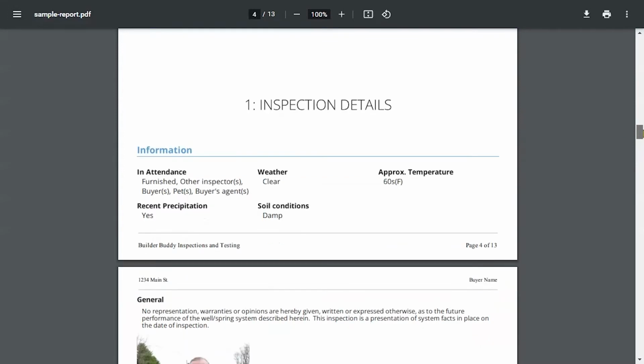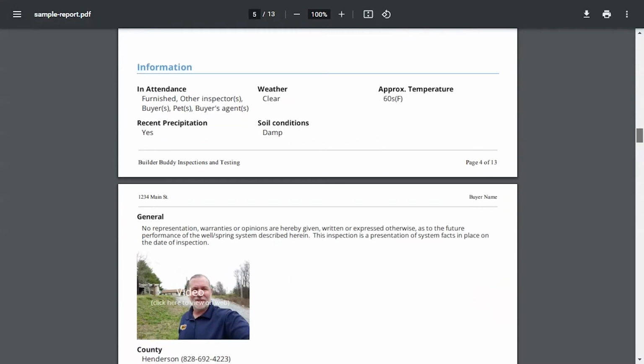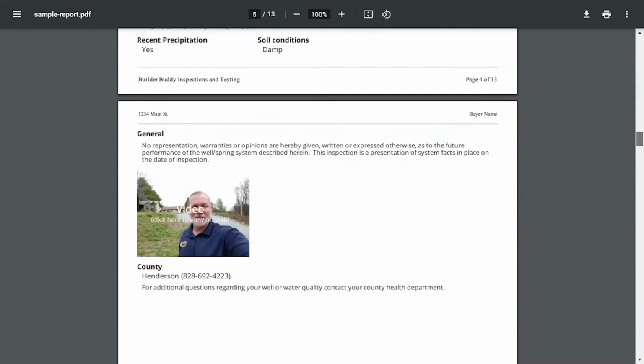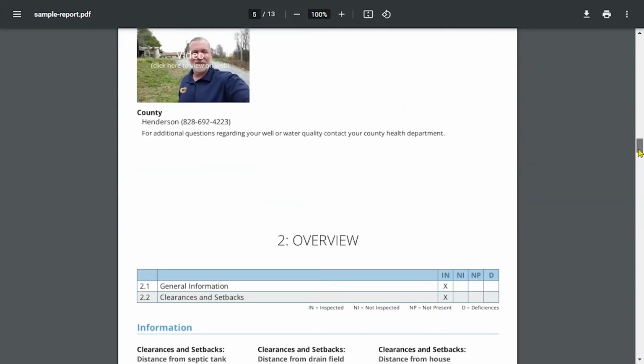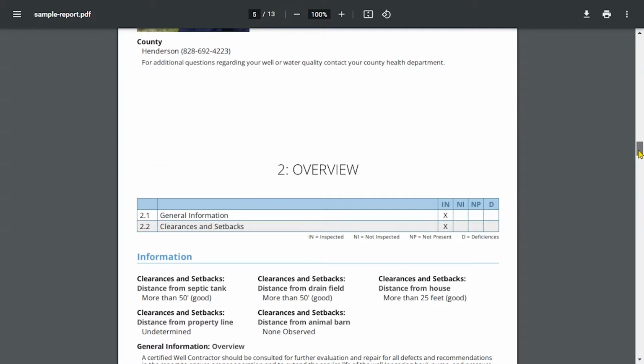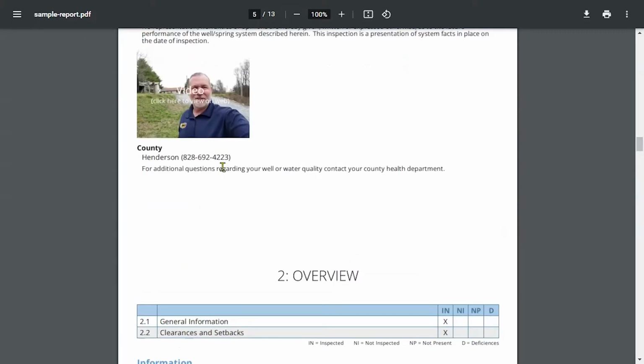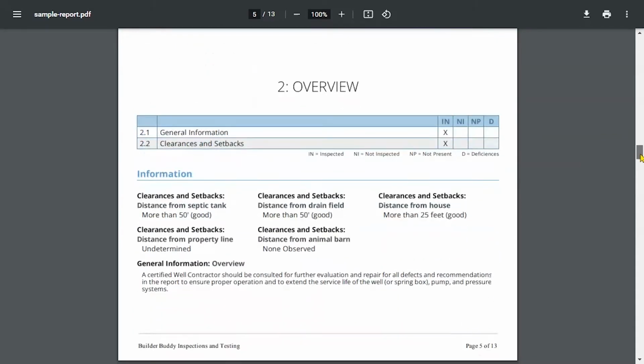Inspection details just goes over the conditions on the day of the inspection as far as weather goes. Our inspectors like to present themselves in video sometimes, especially when the buyer wasn't able to show up for the inspection. This is handy. This is your county information. So if you have questions about your well, this is the phone number to contact the county health department.